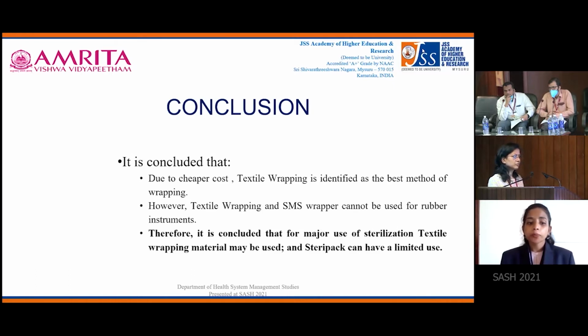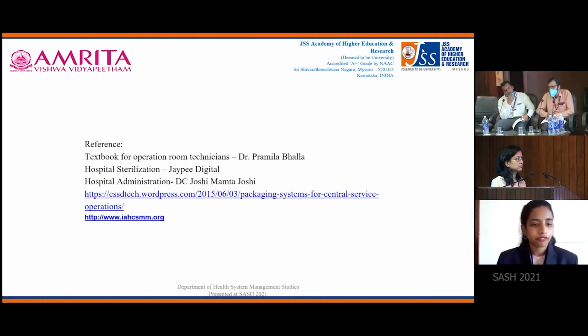So I conclude my study stating that for major use of sterilization, textile wrapping materials may be used, and Steripack can have a limited use of sterilization. And not to forget, textile wrap has a low amount of biomedical waste generation, and in textile wrap and SMS wrapper, we cannot use rubber instruments. These are the references of this study taken in.